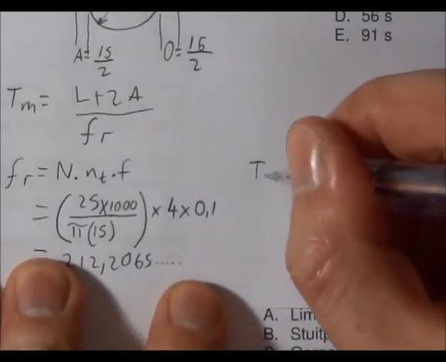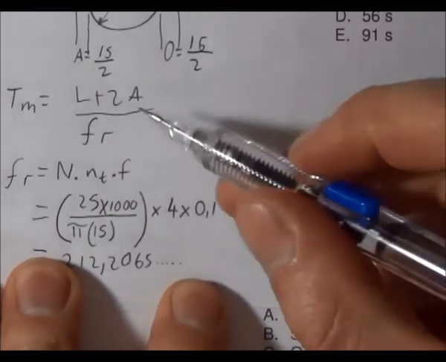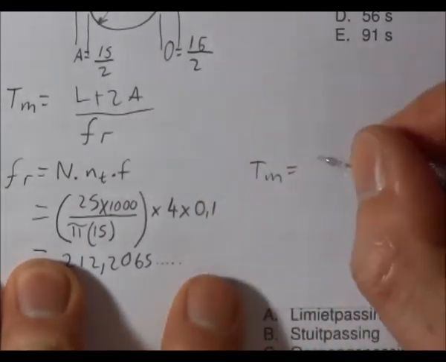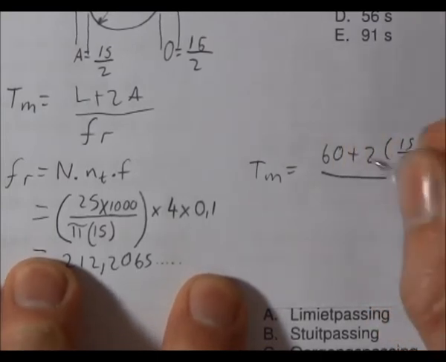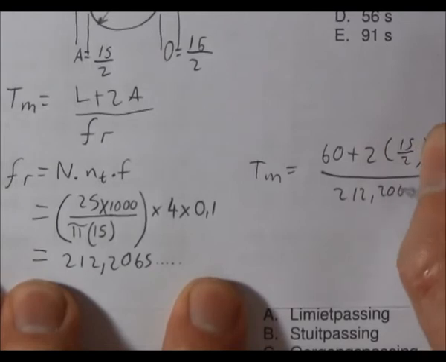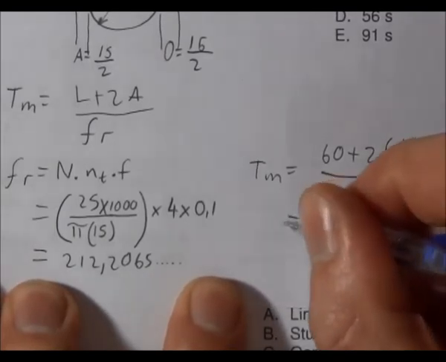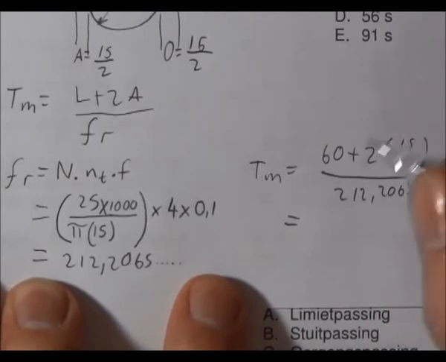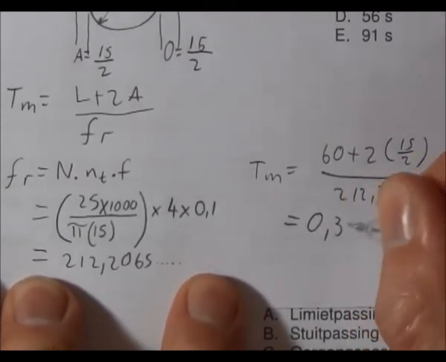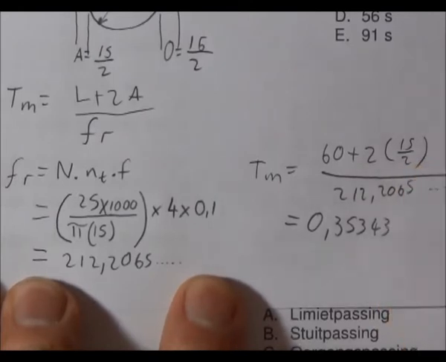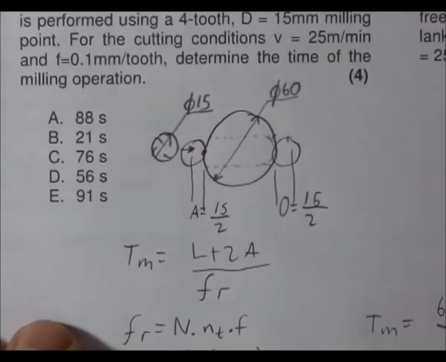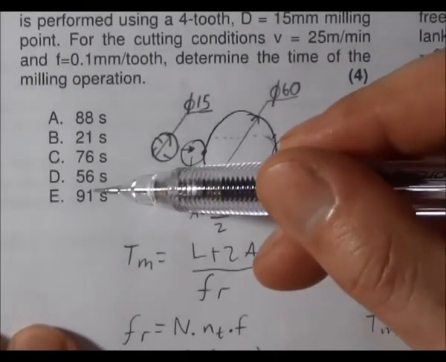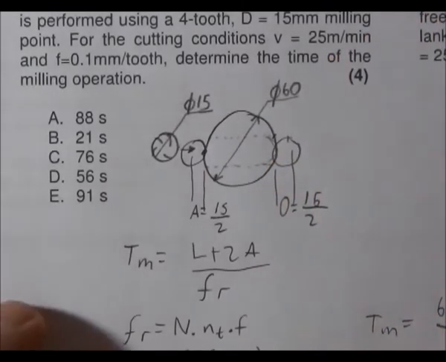So that means time is equal to L plus 2A over FR, which is equal to 60 plus 2 times 15 over 2 divided by 212.2065. And that gives us an answer of 0.35343. Good, let's see if we have any of those options available. Okay, none of these options are less than 1, so somewhere I missed something.